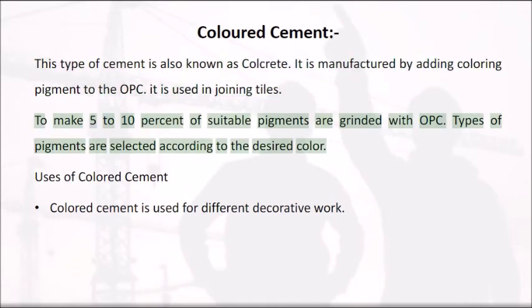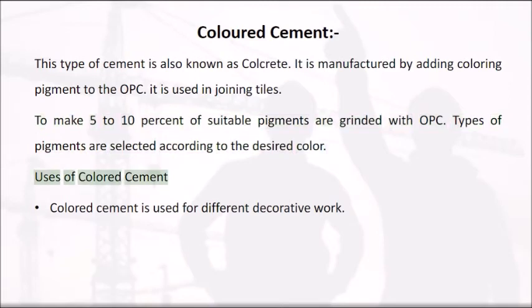To make it, 5 to 10% of suitable pigments are ground with OPC. Types of pigments are selected according to the desired color. Uses of colored cement: colored cement is used for different decorative work.